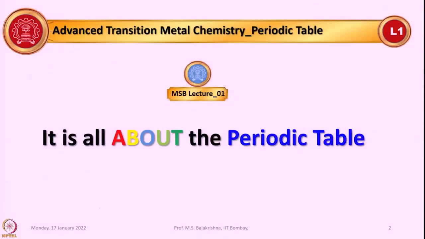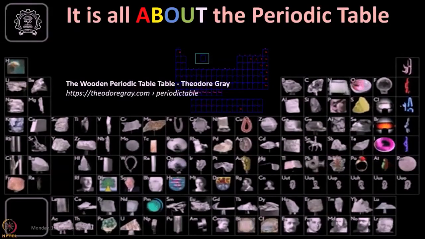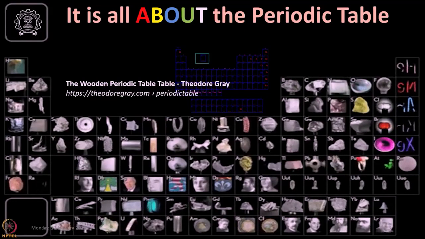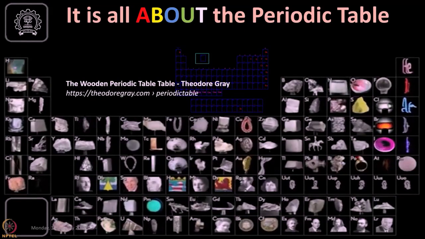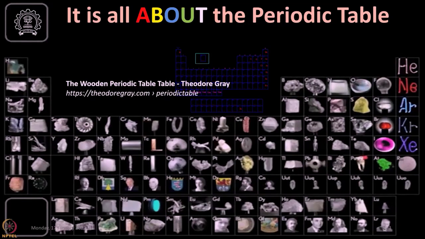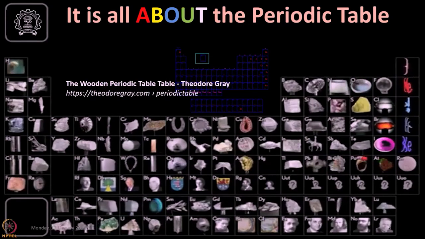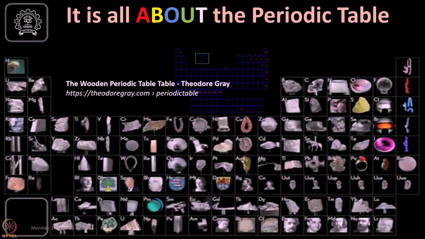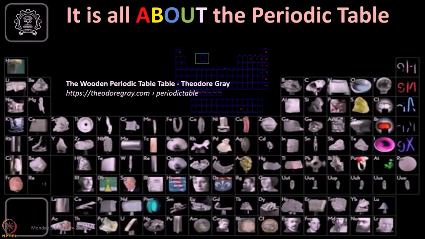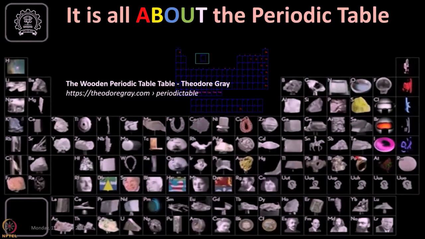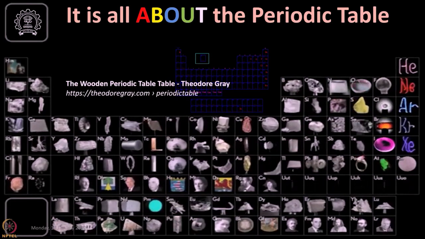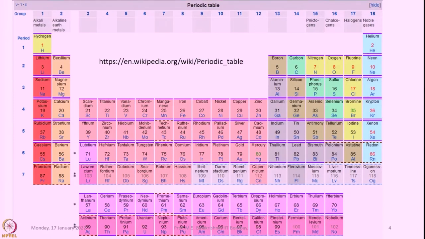The title of this lecture one is It's All About the Periodic Table. And you can see the periodic table I have shown here. If you just see the different objects under each element, that essentially describes the utility of various elements, alone or in combination with other elements or compounds, in day-to-day life. And this is the modern periodic table with all 118 elements fully named.